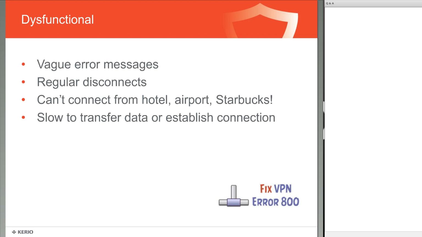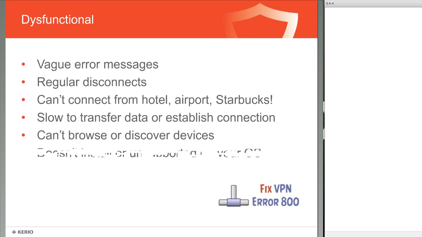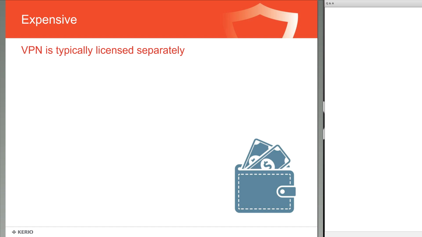It might be slow to establish the connection or to transfer data. You might find that you can't browse devices, so even after you establish the connection, you still can't access the resources you need to. You might find that the operating system you need to use isn't supported by the VPN client.